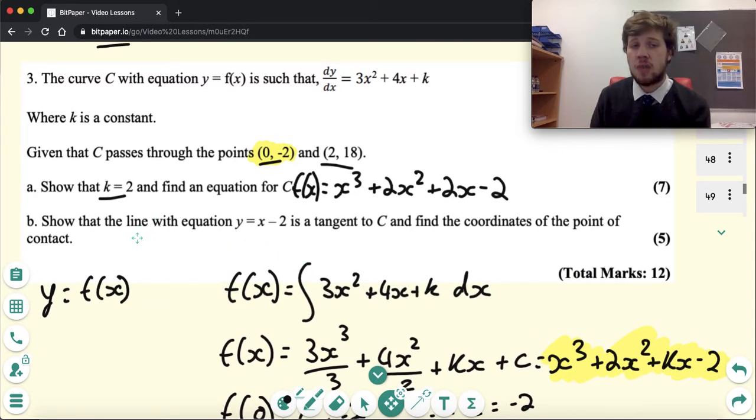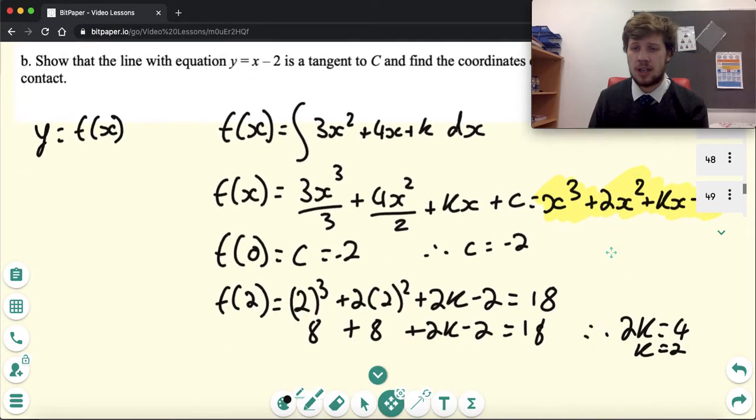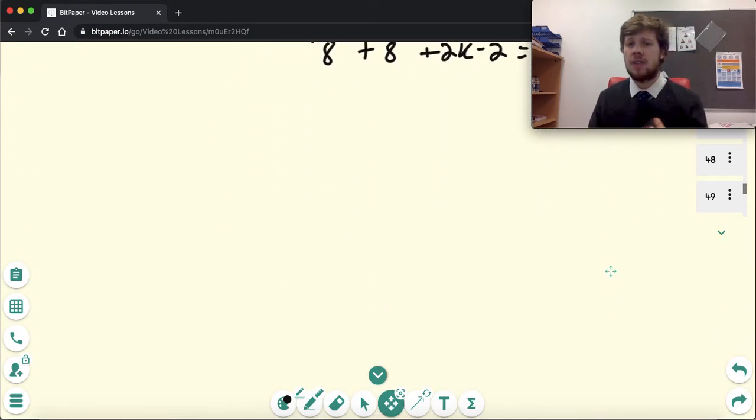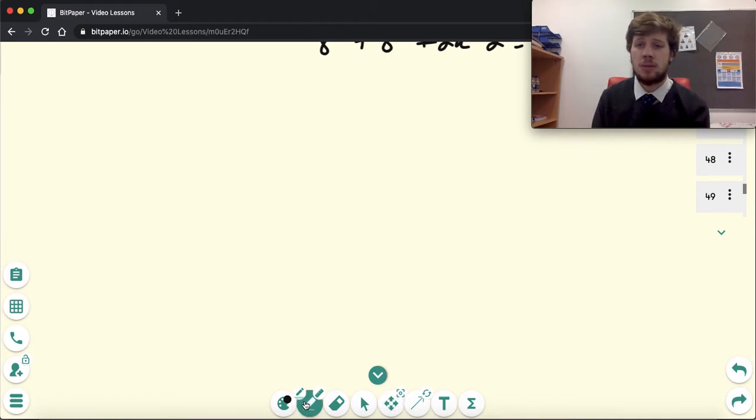Part B says show the line with an equation y equals x minus 2 is a tangent to C and find the coordinates of a point of contact. So if I want to show that they're a tangent, I could go about this 2 ways. I could try and work out the gradient of the first one and show when it's equal to 1, or I could just simply set them equal to each other and see if there's a repeated root somewhere. So I'm going to try that latter option.